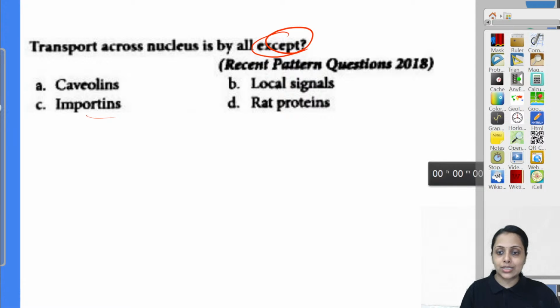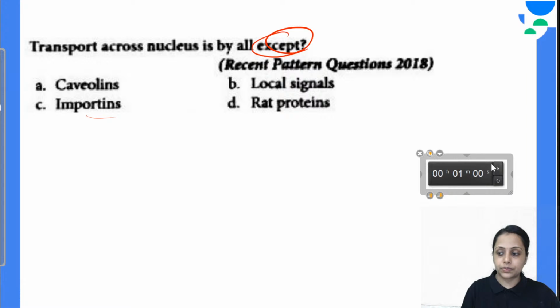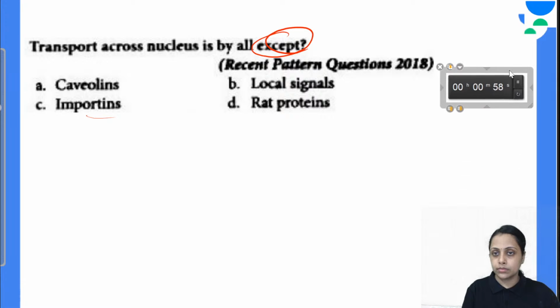Transport across nucleus is by all except. Everybody answer this question. Transport across nucleus is by all except.